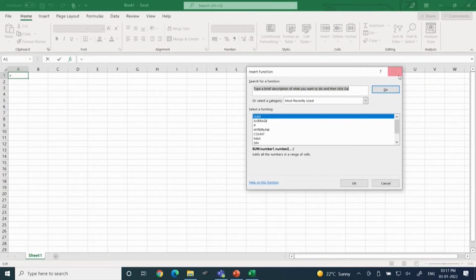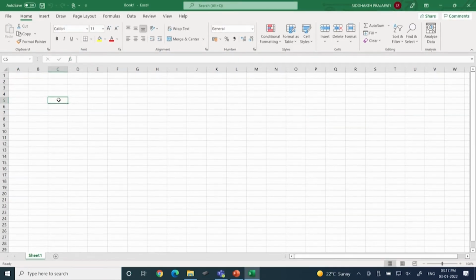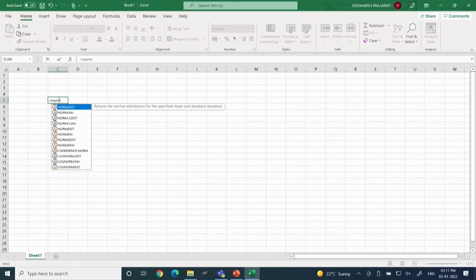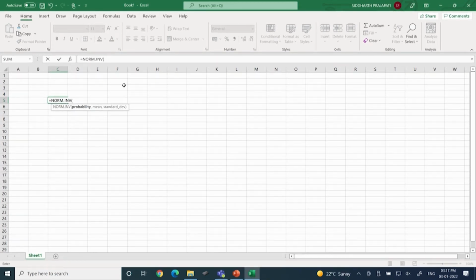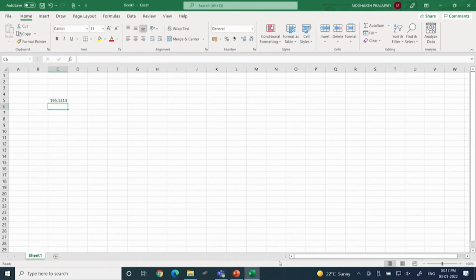So, equal to NORM.INV. Because the right side area is 5%, the left side area is 0.95. Mean is 154, standard deviation is 25. You see that the reorder point is 195.